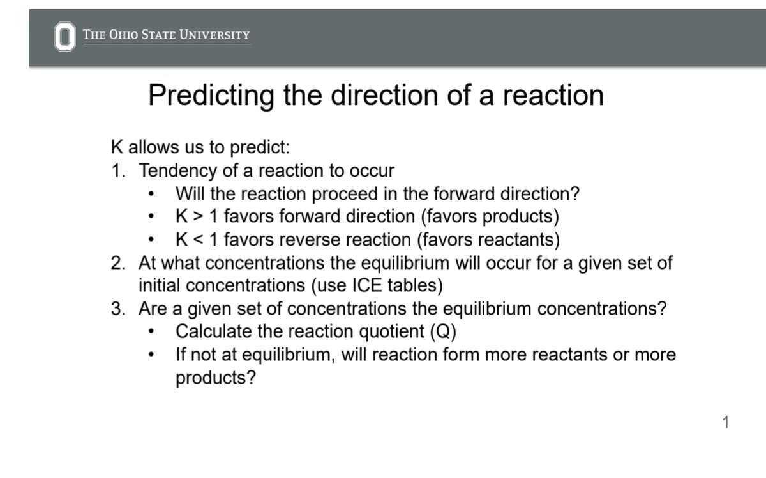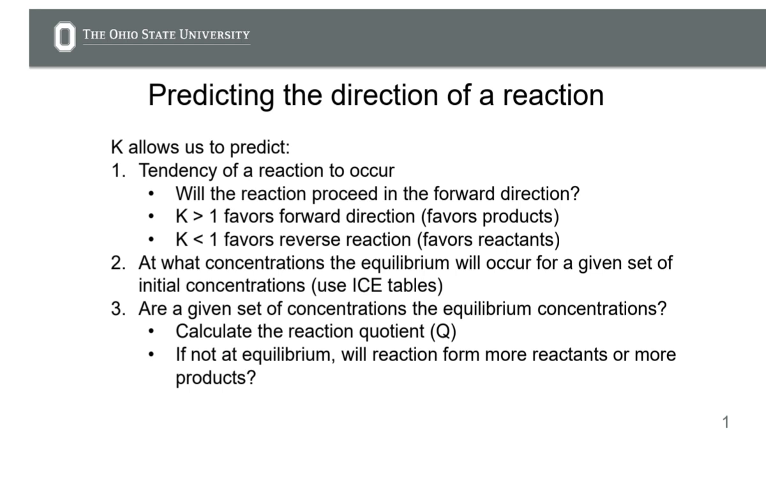is determine whether a reaction is at equilibrium. And we're going to do that by calculating what we call Q. And Q is essentially the same calculation as K, but it's Q because we're questioning whether it's at equilibrium. So as we recall, K allows us to tell whether a reaction is going to occur.